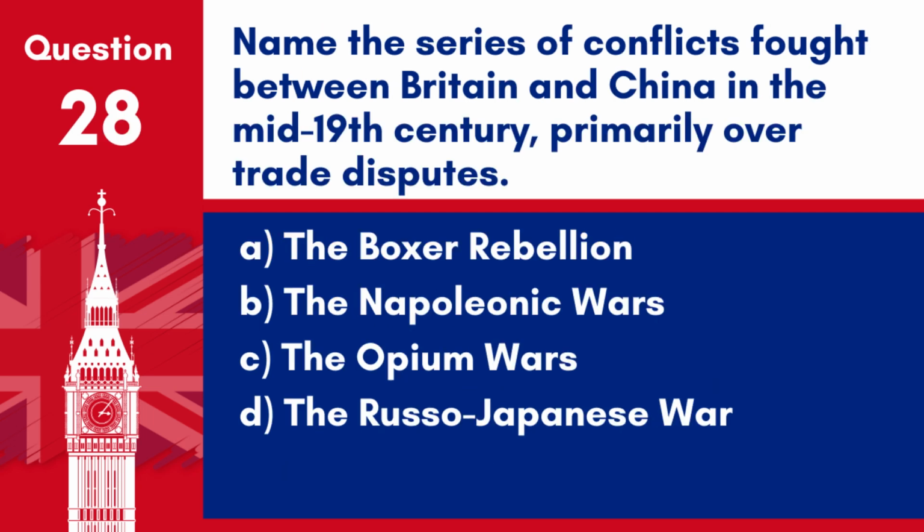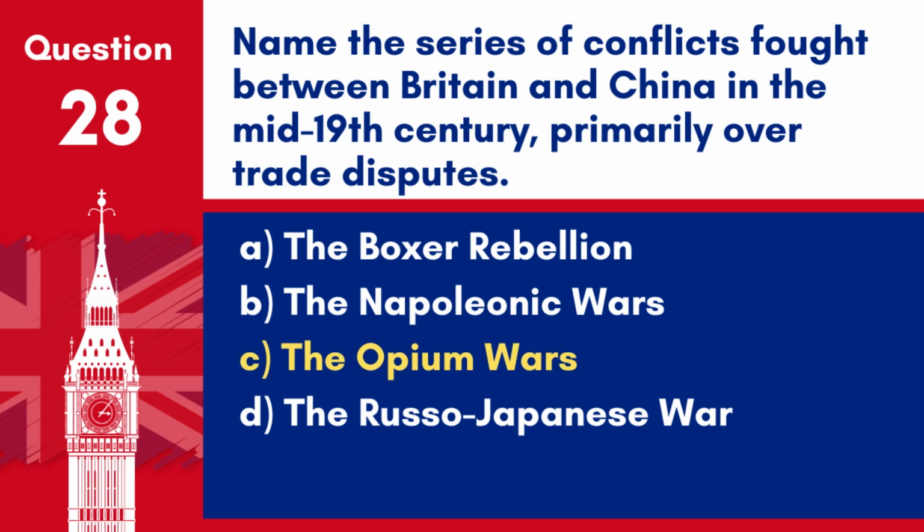Question 28. Name the series of conflicts fought between Britain and China in the mid-19th century, primarily over trade disputes. A. The Boxer Rebellion. B. The Napoleonic Wars. C. The Opium Wars. D. The Russo-Japanese War. Answer: C. The Opium Wars.